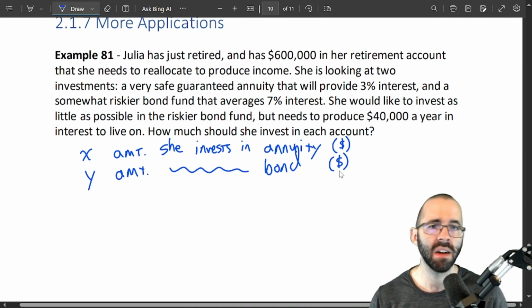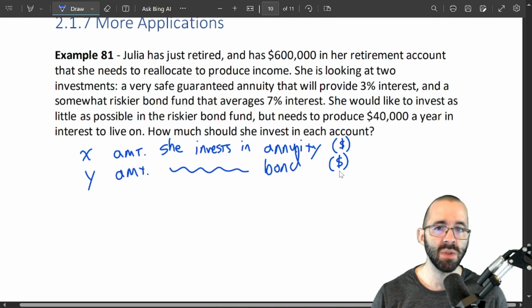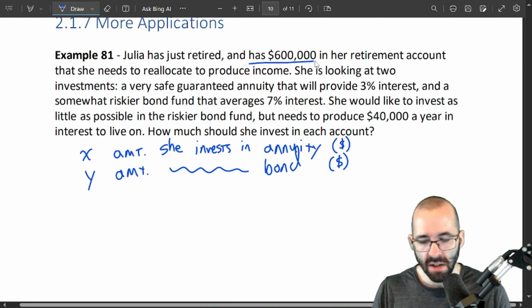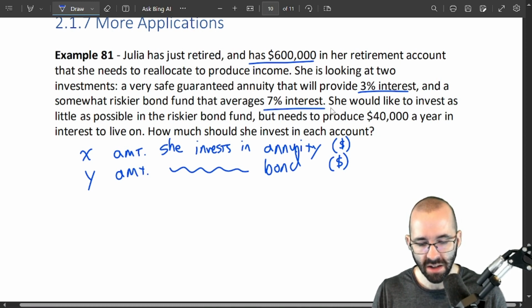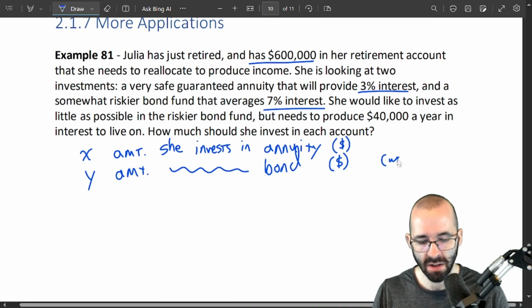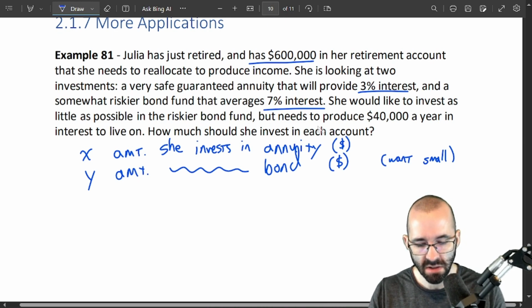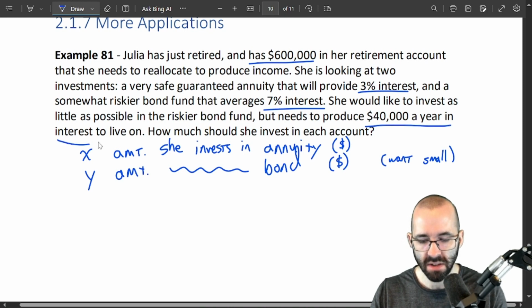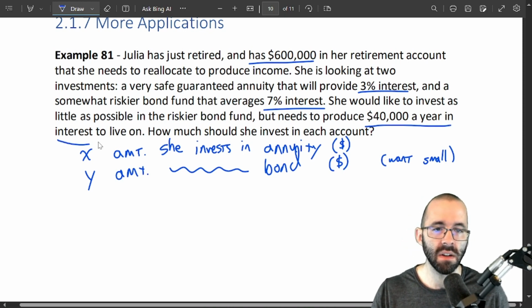Let's read the problem again. She's got $600,000 that she needs to reallocate. Okay, that seems useful. She's looking at two investments. One has 3% interest. One has 7% interest. She wants to put as little as possible into the risky one. She wants Y to be small. I'll write that down. Maybe it'll be useful, maybe not. But she does need to produce $40,000 in interest in a year. Okay. How much should she invest into each account?